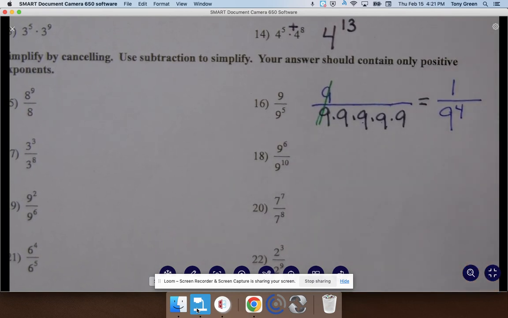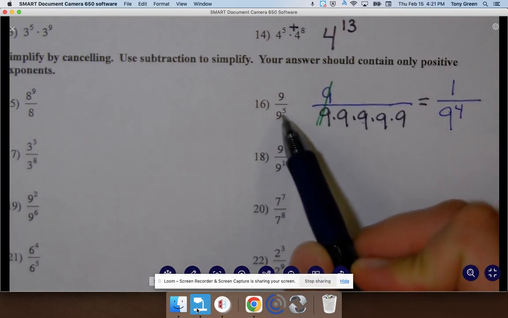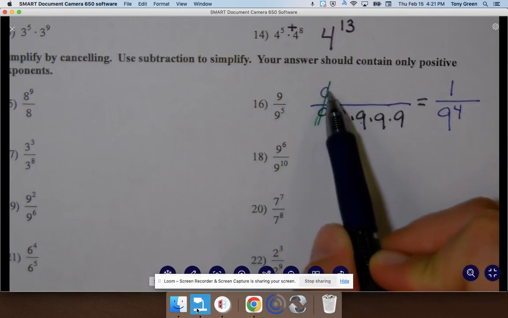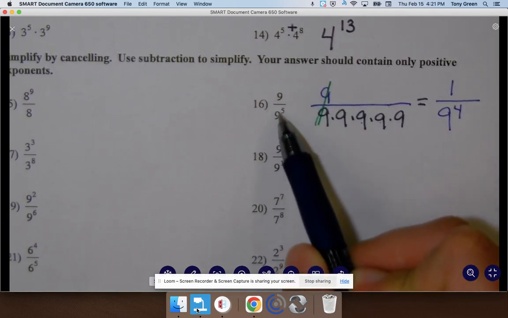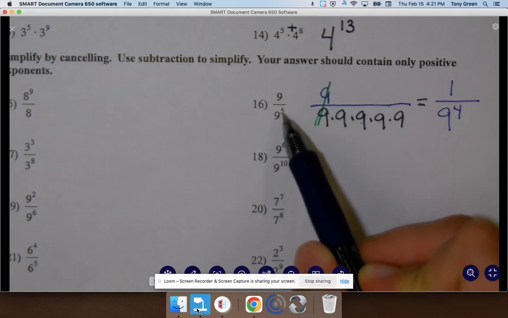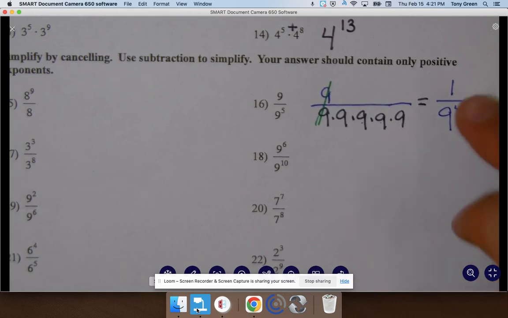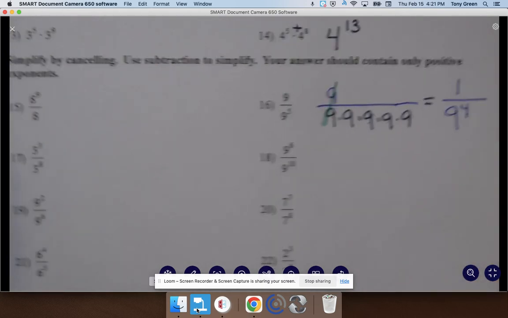Right, so when we cancel out, we're actually getting less 9's. So we can subtract. We have 5 9's in the denominator. 1, 2, 3, 4, 5. 1 9 in the numerator. This 1 9 will cancel out one of these. So we can do 5 minus 1 to get 4. So let's use our shortcut to do another one.